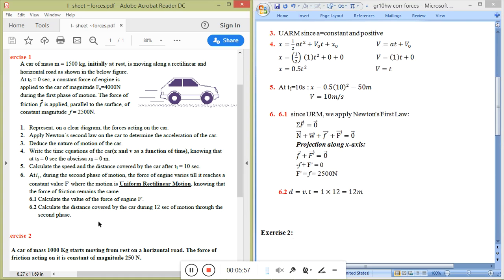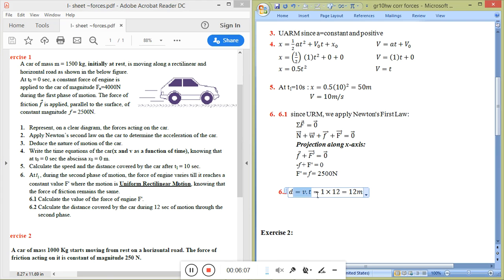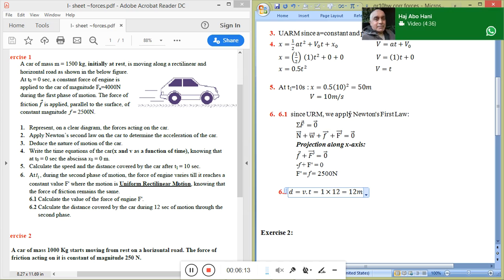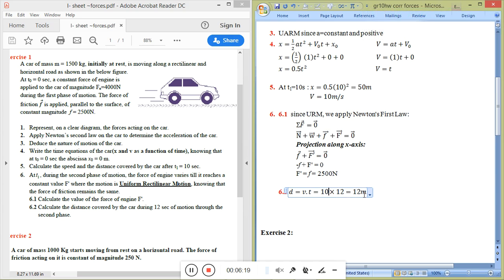6.2, calculate the distance covered by the car during 12 seconds of motion through the second phase. Now, in the second phase, the car moves with URM, so we can apply the equation D equals VT, where V is the final speed from the first phase, which we calculated here as 10. So V equals 10 meters per second, and time 12 seconds. The answer is 120 meters.